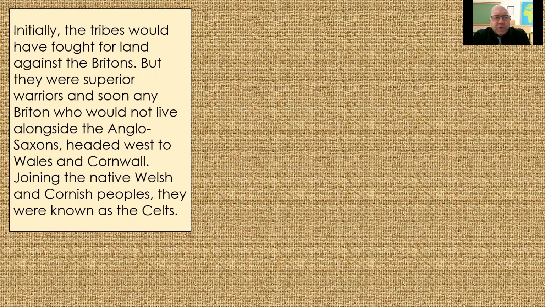So initially, the tribes would have fought for land against the Britons, but they were superior warriors. The Anglo-Saxons were much more experienced and better fighters than the Britons. And soon, any Briton who wouldn't live alongside the Anglo-Saxons headed west to Wales and to Cornwall, joining the native Welsh and Cornish peoples. They became better known as the Celts.